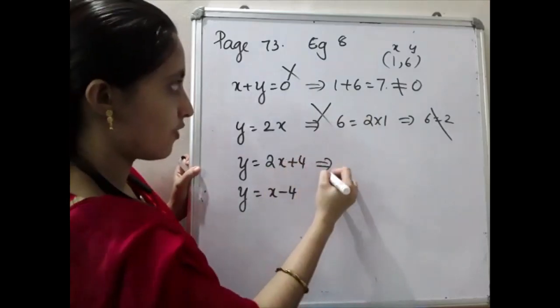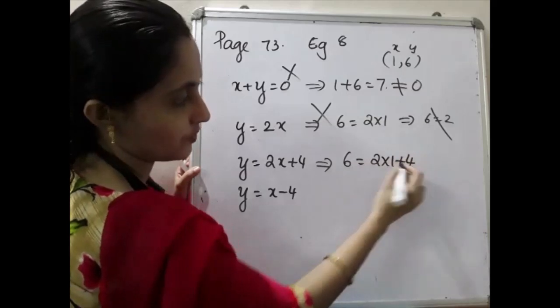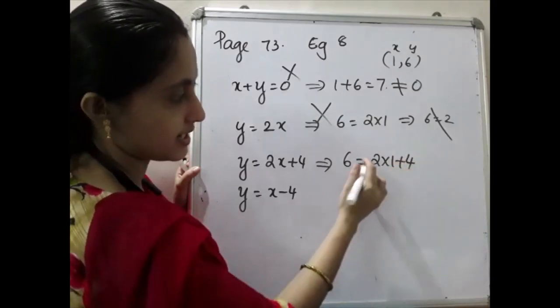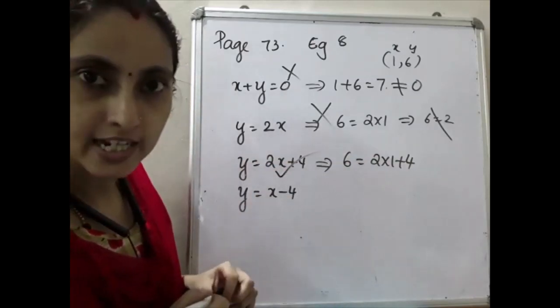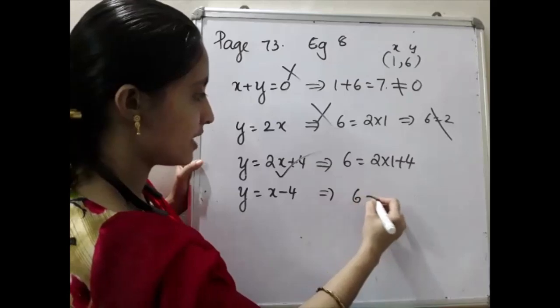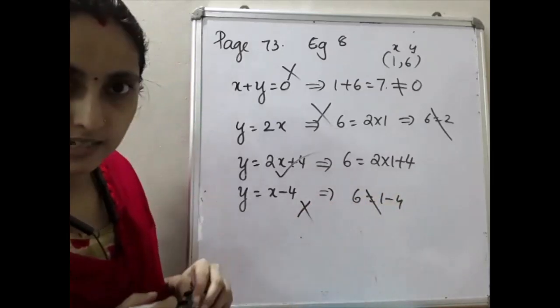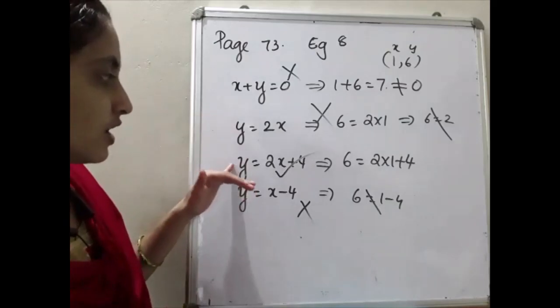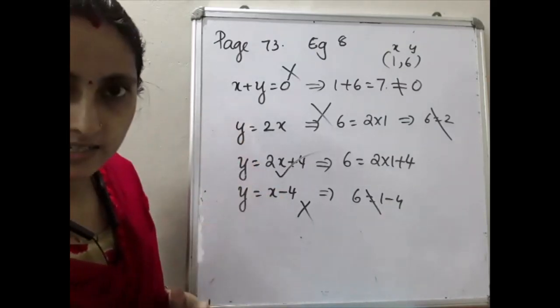Then next one. y is 6. Is 6 equal to 2 into 1 plus 4? 2 into 1 is 2, 2 plus 4 is 6. Is it equal? Yes, so our answer is y is equal to 2x plus 4. The last one you can also try: is 6 equal to 1 minus 4? Is it same? No, so that will be cancelled. So the equation y is equal to 2x plus 4 is our answer.